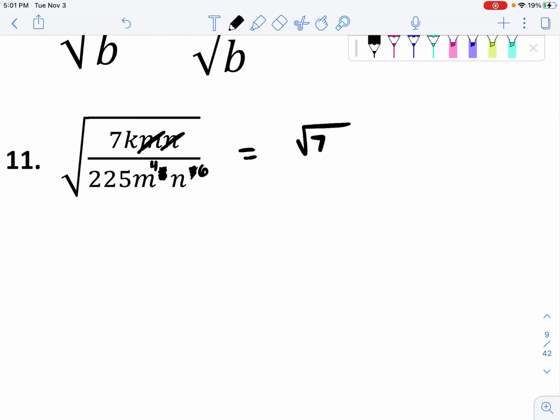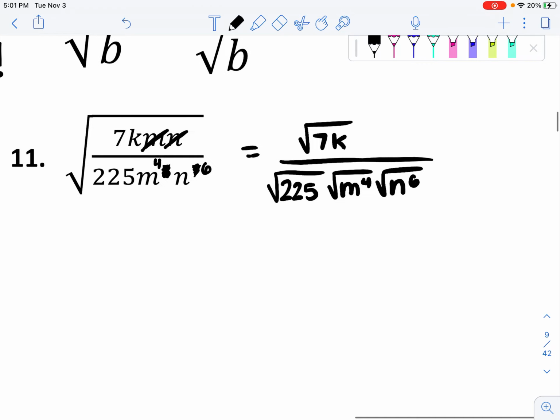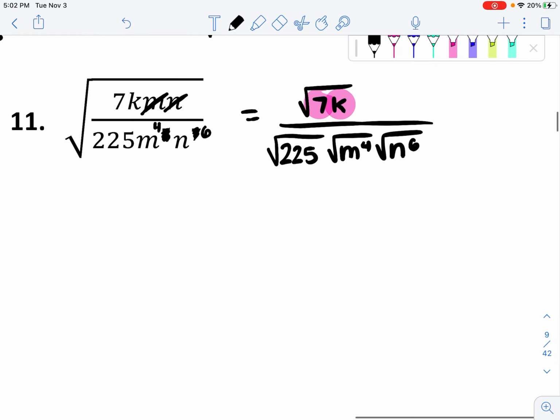So what I'm going to do is separate this. So we can say the square root of 7k over the square root of 225, the square root of m to the 4th, and the square root of n to the 6th. The reason why I left the numerator underneath the radicals together is because 7 and k, neither of those are perfect squares, so those are going to be trapped anyways.